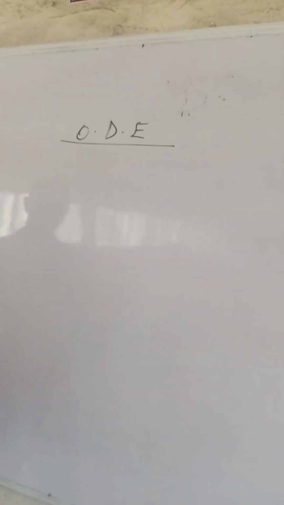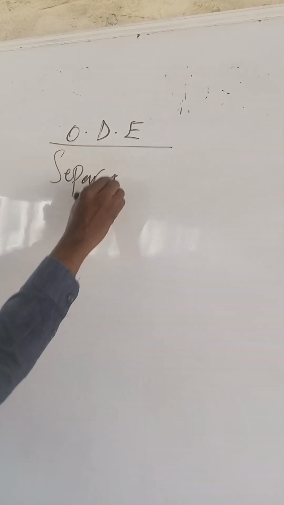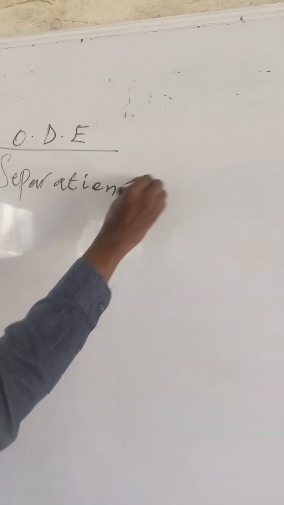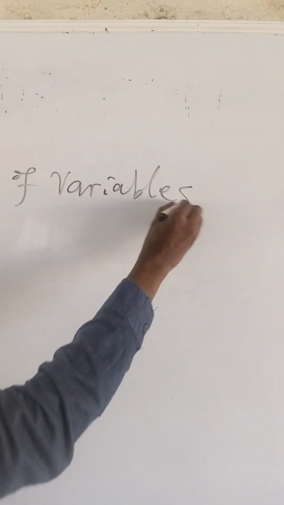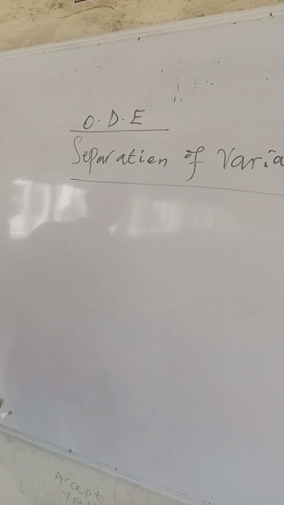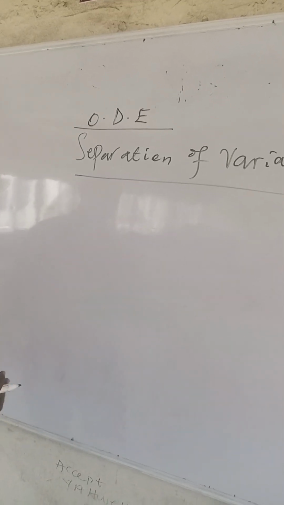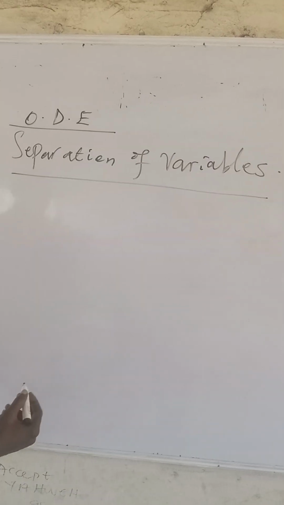We shall be looking at ordinary differential equations, ODE. In ordinary differential equations, the first concept is separation of variables. Now, separation of variables is likened to the process of collecting like terms in ordinary algebraic mathematics.